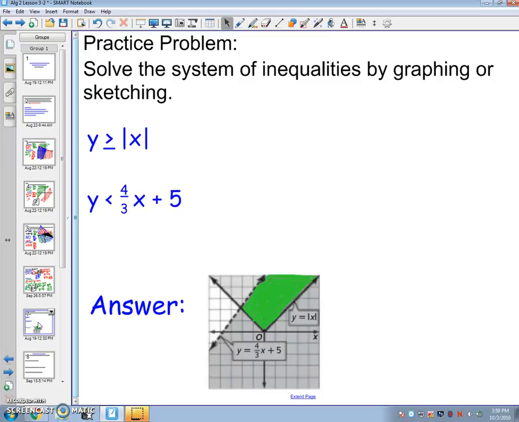All right, here's your practice problem. Try it. It has absolute value, but you should have that green shaded area.